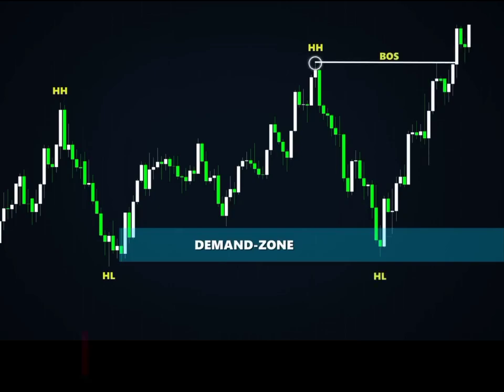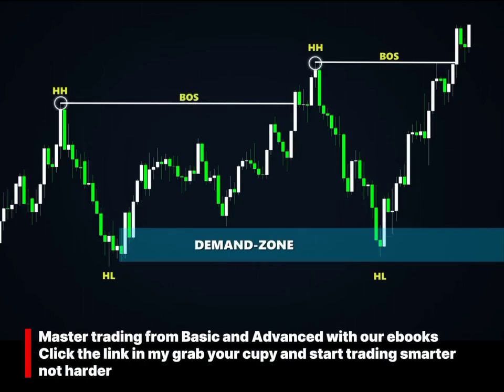It tells you the uptrend is still strong. You can draw a line across the last high to mark it. Once price breaks and closes above that line, that's your confirmation. It means the market is still bullish.